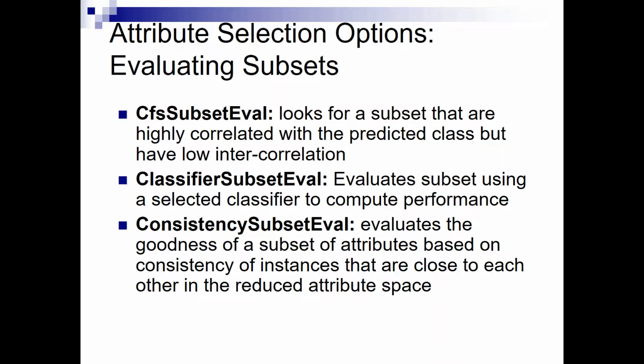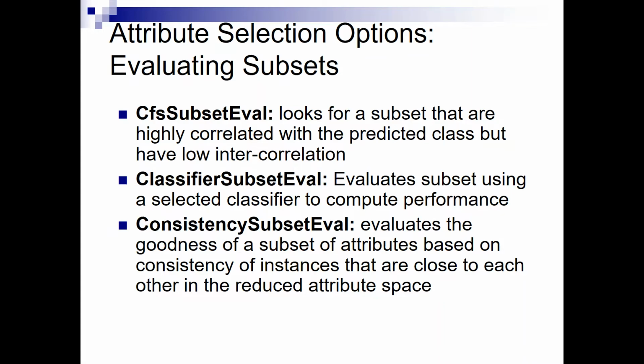Classifier subset eval also looks for a subset of features, and what it's going to do is use some classification method that you pick out as a method for comparing subsets. So let's say you pick SVM as your comparative classifier. What it will do for every subset of features is train an SVM model and then look at how well that model performs on some held out data, and that will be the performance value that is associated with that subset of features, and you'll pick the subset that performed best. And with classifier subset eval, you get to decide which classification algorithm you're going to use.